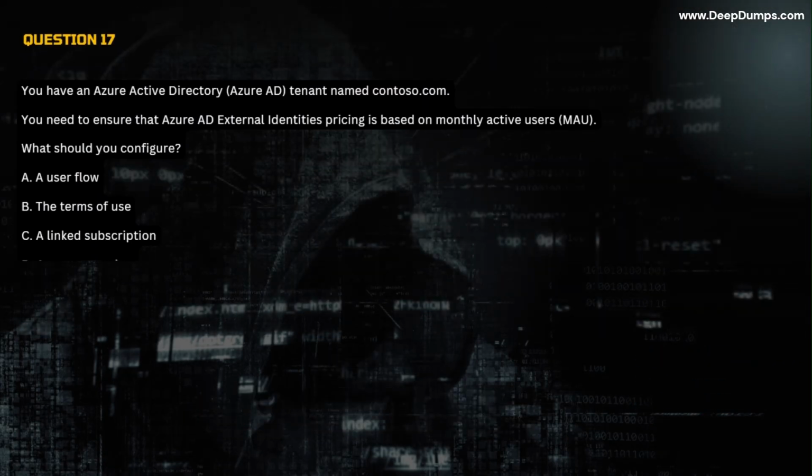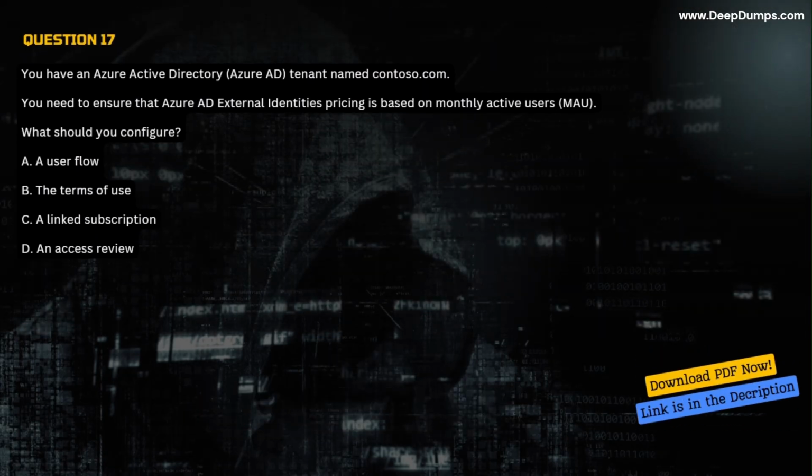Question 17. You have an Azure Active Directory, Azure AD, tenant named contoso.com. You need to ensure that Azure AD external identities pricing is based on monthly active users, MAU. What should you configure? A. A user flow. B. The terms of use. C. A linked subscription. D. An access review.